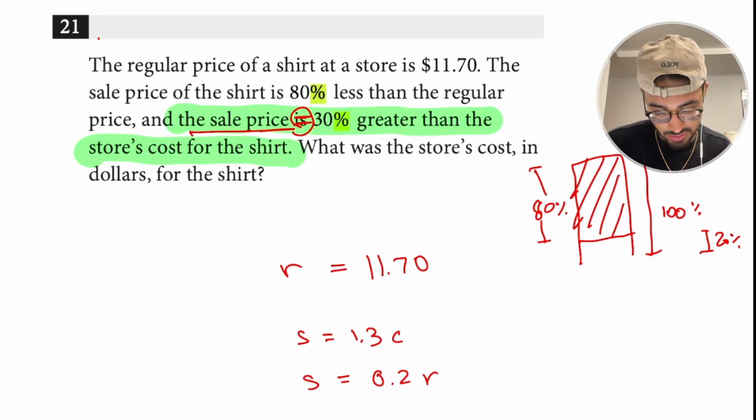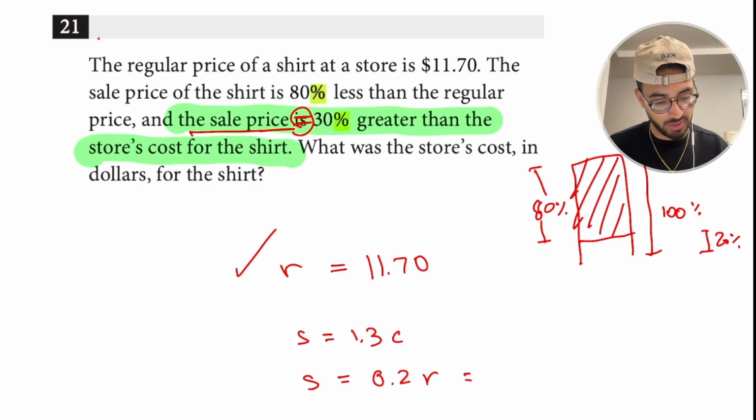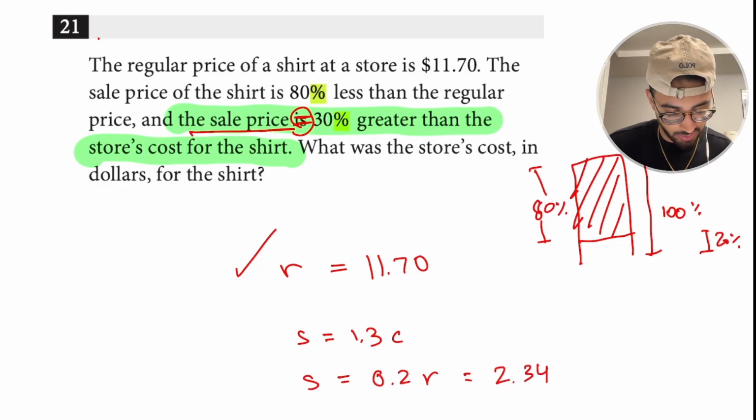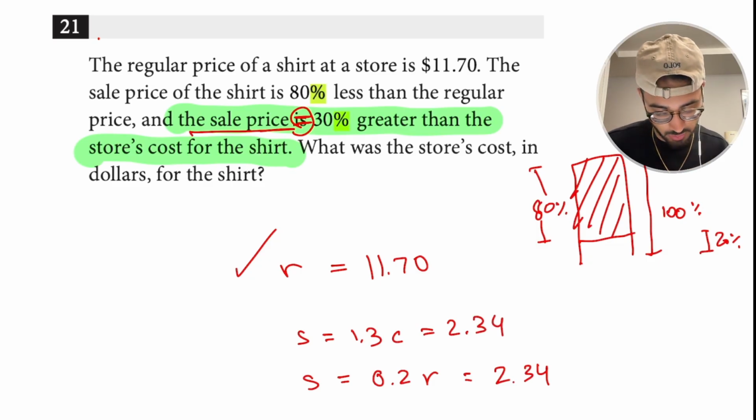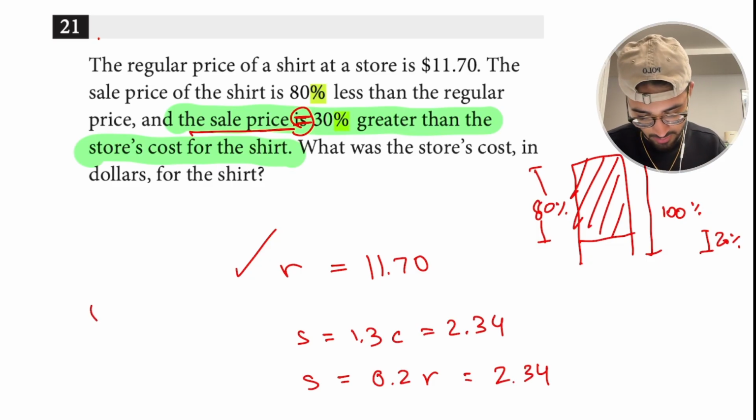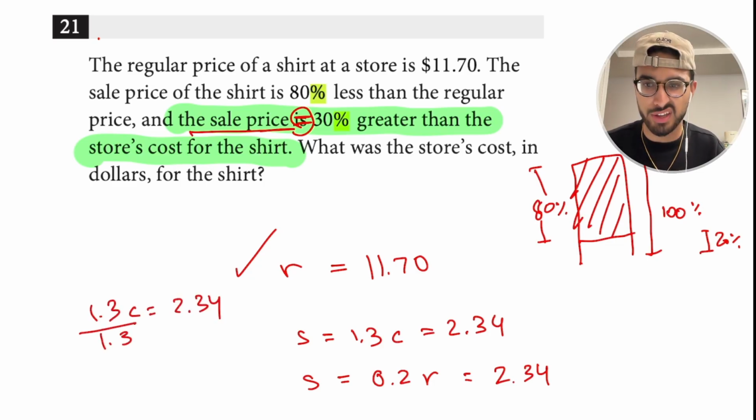So let's fall down the ranks, right? We know R already, which is great, which means we can solve for S based off this second equation that we got. So 0.2, right? 0.2 times 11.7 is going to be 2.34, which is right there, 2.34. And if we can replace this with S up here, since we know what S is, we can put this to the side and actually divide by 1.3 here and divide by 1.3 here.